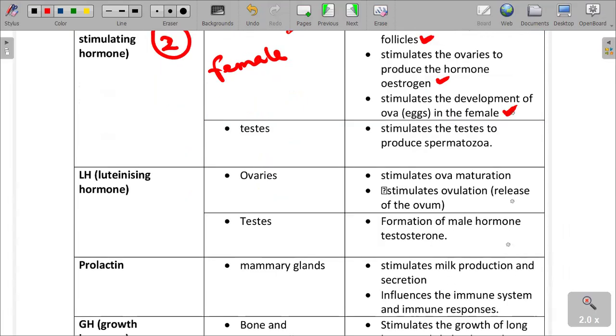In males, follicle stimulating hormone stimulates the testicles to produce spermatozoa, which are the sperm cells.